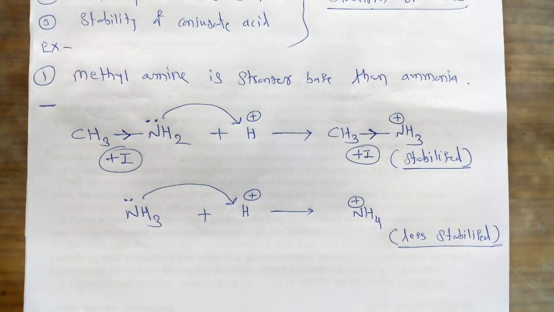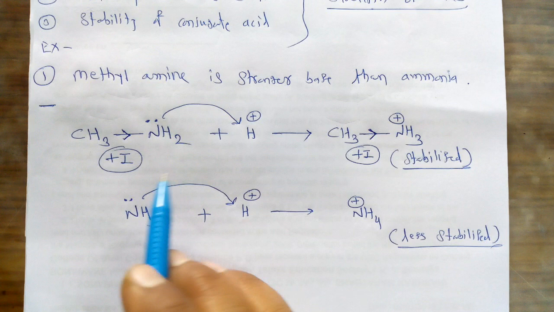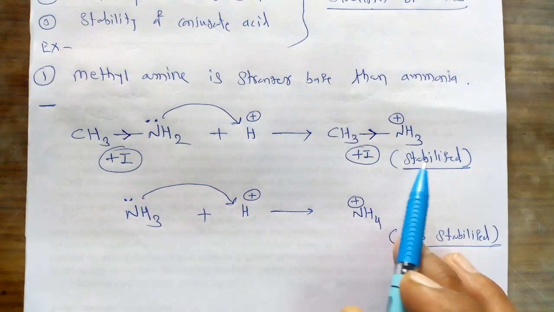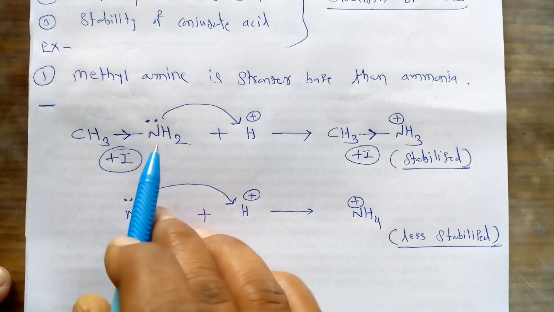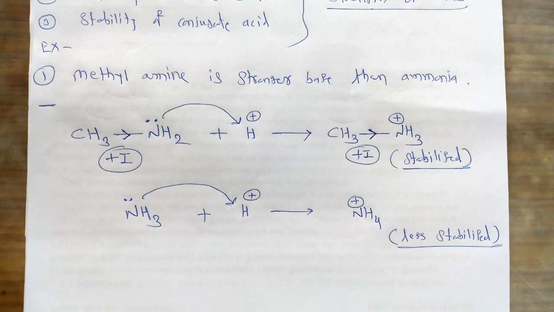So we can say that in this case, due to the presence of plus I inductive effect, the stability of this conjugate acid is more, while in the second case, due to the absence of plus I effect, the stability of this conjugate acid is less, and that's why methylamine is a stronger base than ammonia. So this is the first important example for the strength of basicity.